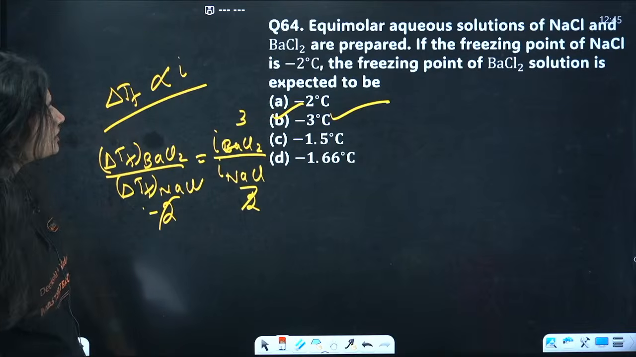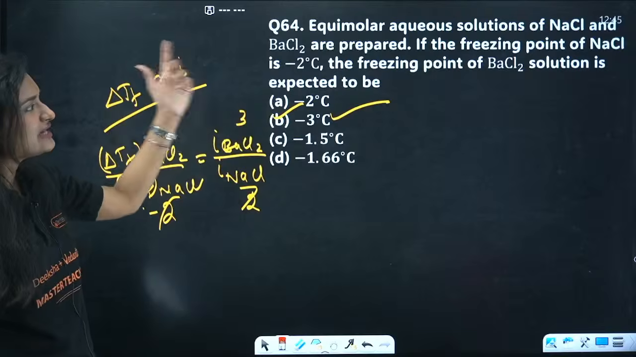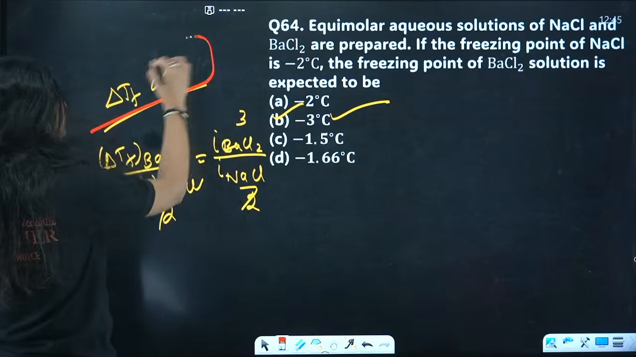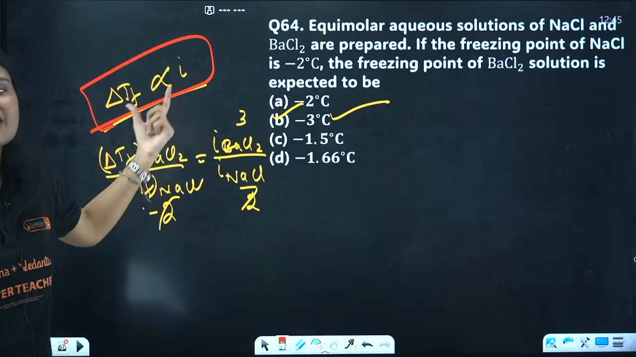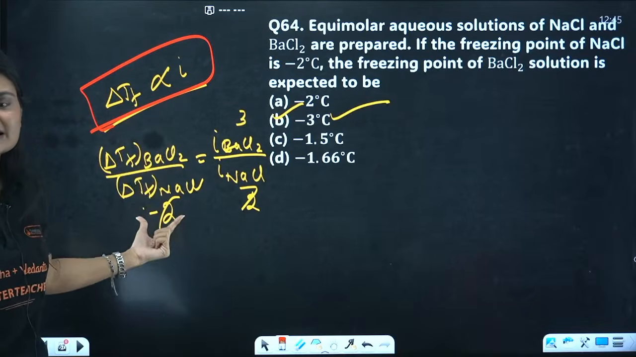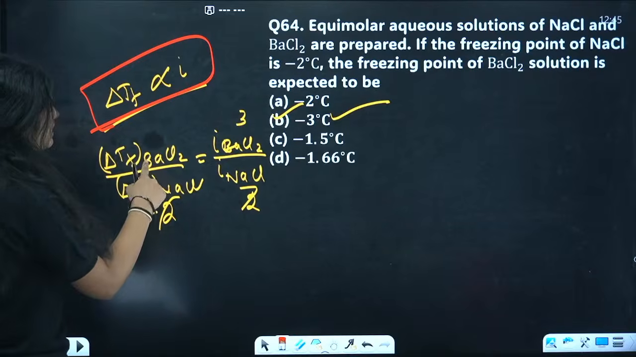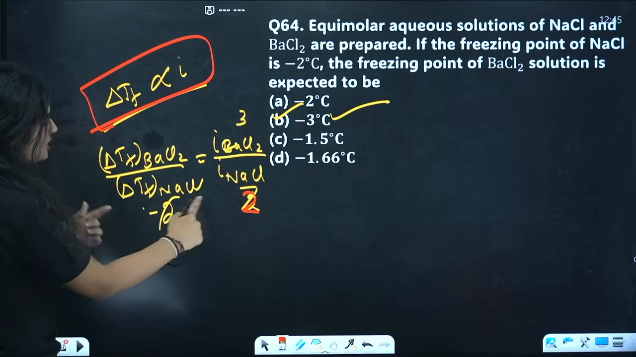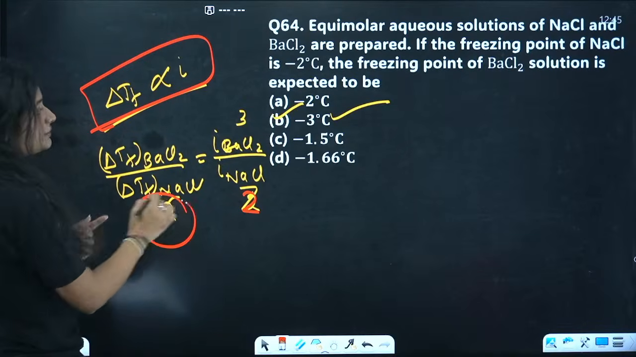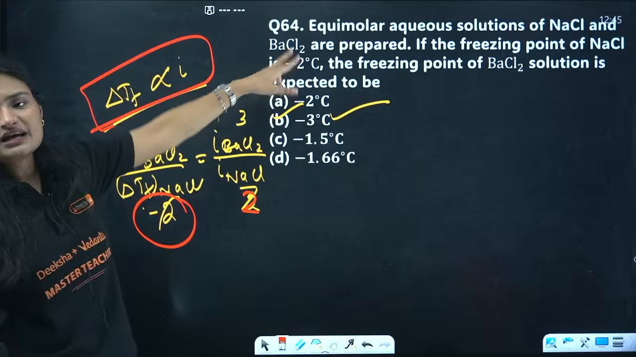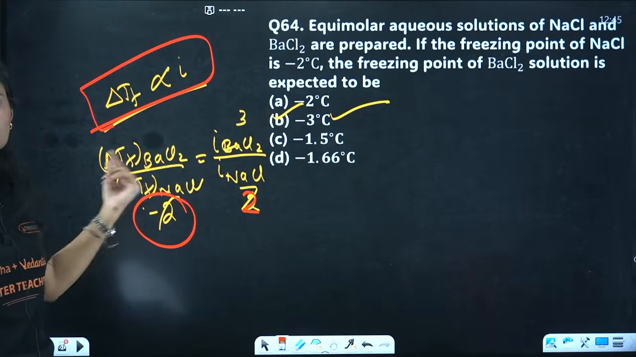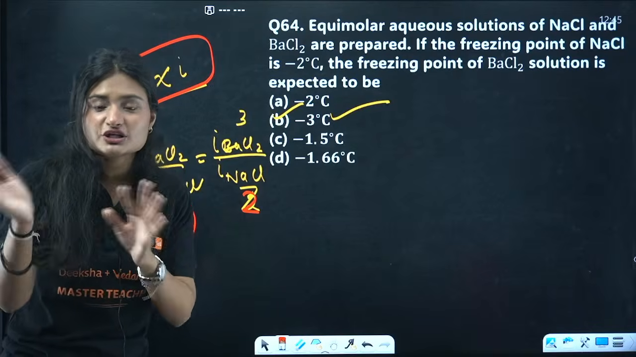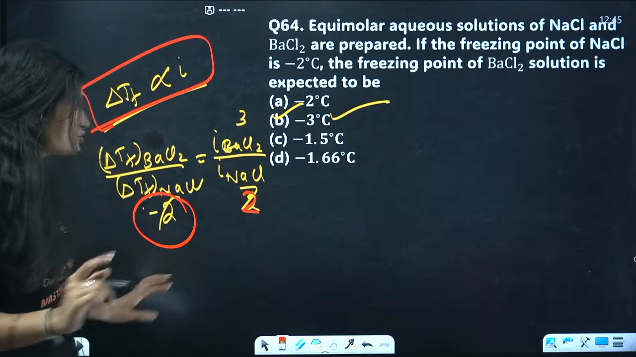Okay, next question. Equimolar NaCl and BaCl2, same freezing point. The freezing point of NaCl is -2. So you see, the freezing point depression is directly proportional to Van 't Hoff factor. So for BaCl2 and NaCl, if you take the ratio, BaCl2 the Van 't Hoff factor is what? 3, and for NaCl the Van 't Hoff factor is what? 2. And we know the depression in freezing point for NaCl is -2. So we just take the ratio and equate it. We get our answer which is -3. Okay, sometimes you don't need to use the entire formula. You just need to use that ratio relationship.